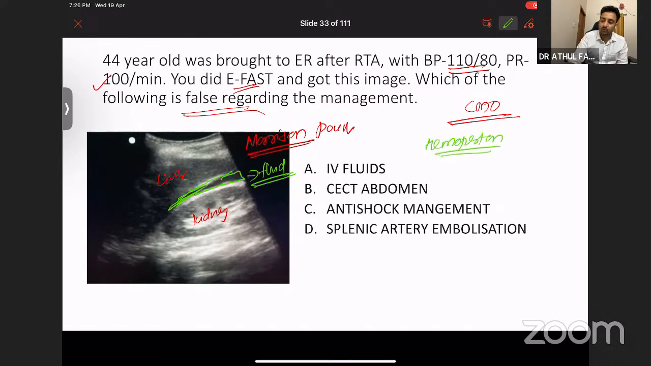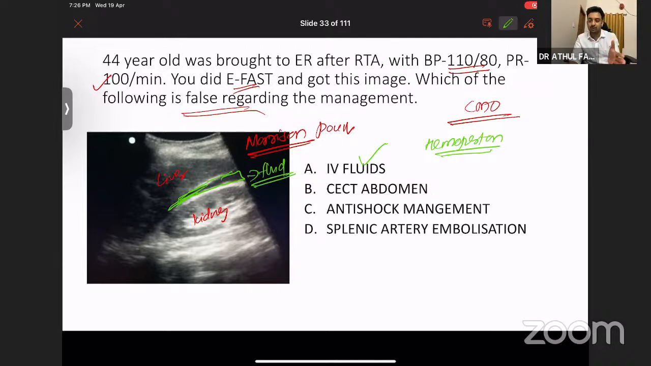So what will you do? When you are seeing hemoperitoneum, first of all, you have to put a wide-bore cannula. You have to secure the IV line. You have to start the fluids. Since the patient is stable, you have to find out the organ of injury. Okay. Since the patient is stable here, you have to find out, because imagine this hemoperitoneum is because of grade 1 liver injury.